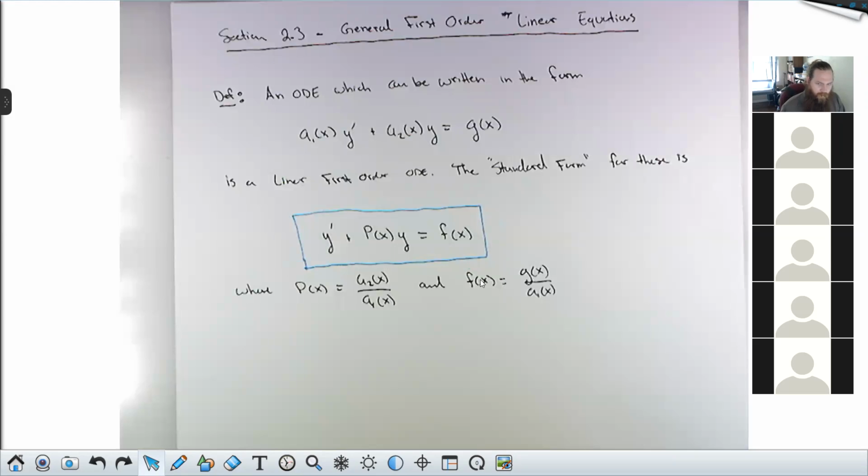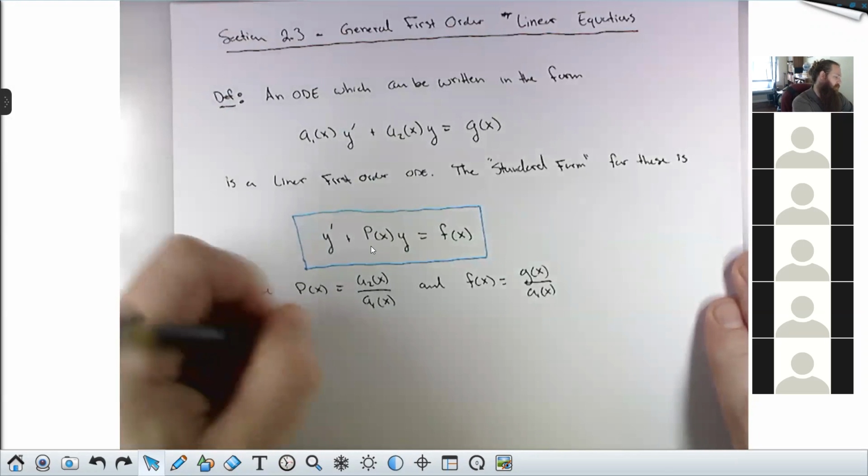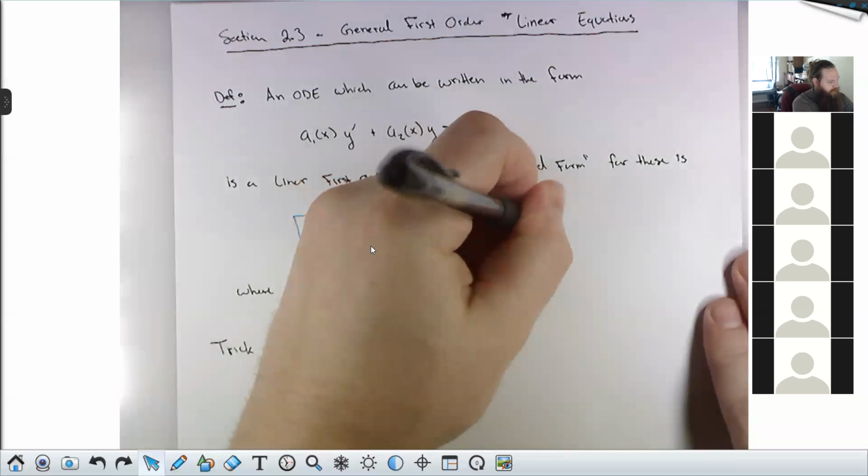The trick, and there is a meaningful trick here, is to multiply through this equation by some new function. And that new function is going to be chosen so that something very cool happens that's related to the product rule. So I'm just going to tell you the trick to solving these. I'll call this 3.